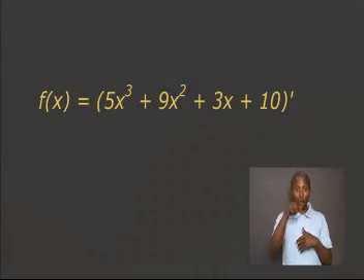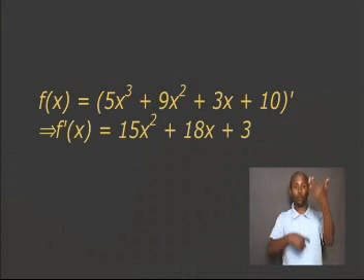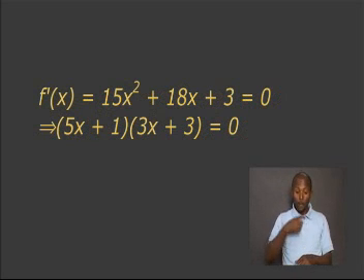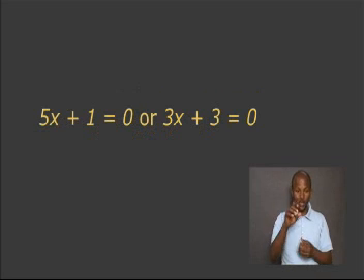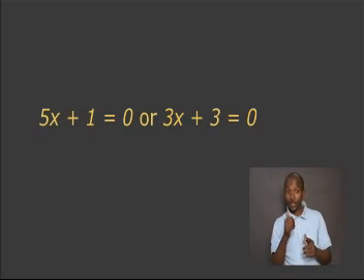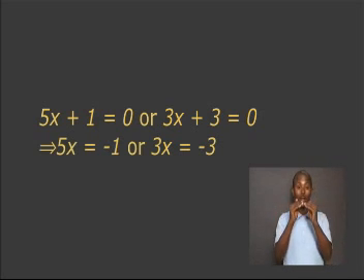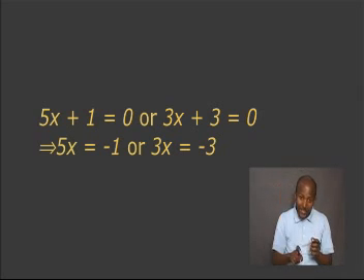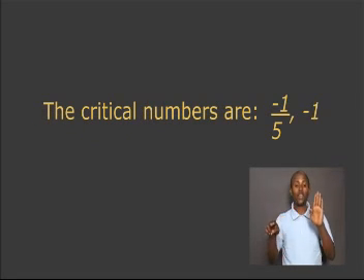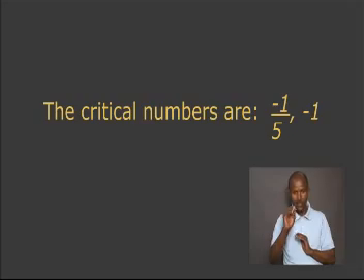Hello again. First, let us find the derivative of the function. Now that we have found f prime, we know that it is defined for all values of x. Let us solve the derivative like a normal quadratic. We must factorize it in order to find the roots. In this case, either 5x plus 1 or 3x plus 3 must equal 0. In other words, 5x must equal -1 or 3x must equal -3. Therefore, the critical numbers of the function are -1/5 and -1.